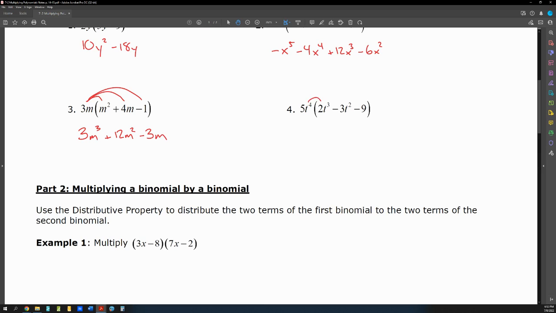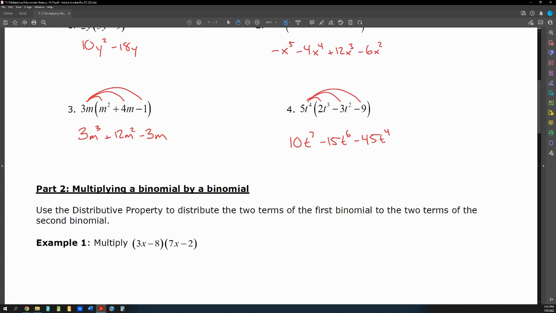Finally, 5t to the 4th, distributing into each of these terms. Again, numbers with numbers, variables with variables. 5 times 2 is 10. T to the 4th times t to the 3rd is t to the 7th. Add those exponents. 5 times negative 3 is negative 15. T to the 4th times t squared is t to the 6th. And finally, 5 times negative 9 is negative 45. T to the 4th.